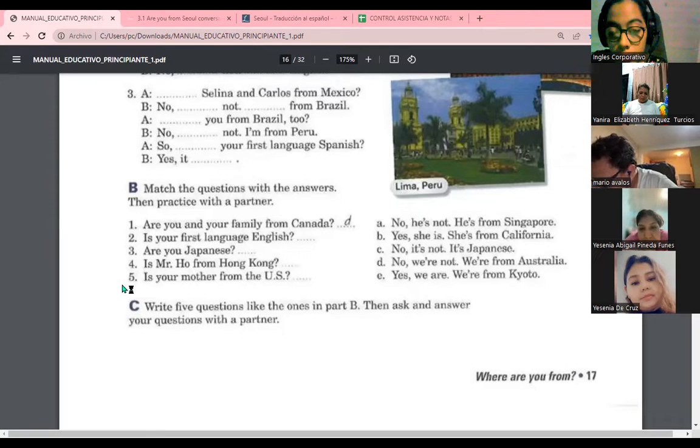Is letter D. Okay. No, we're not. We are from Australia. No, okay. Está hablando de Mr. Ho. No, he is not. He's from Singapore. Uh-huh, he's from Singapore. Very good. And the last one.